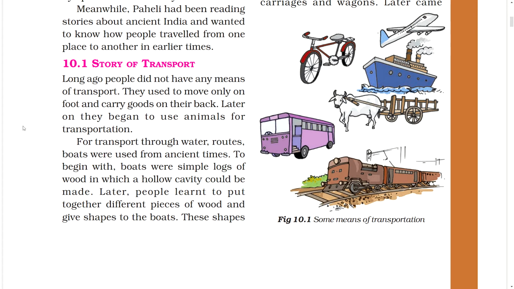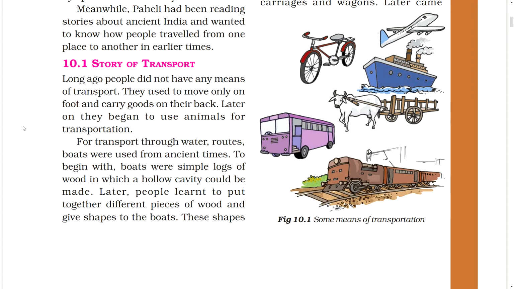10.1 Story of Transport. Long ago, people did not have any means of transport. They used to move only on foot and carry goods on their back. Later on, they began to use animals for transportation. For transport through water routes, boats were used from ancient times. To begin with, boats were simple logs of wood in which a hollow cavity could be made. Later people learned to put together different pieces of wood and give shapes to the boats.